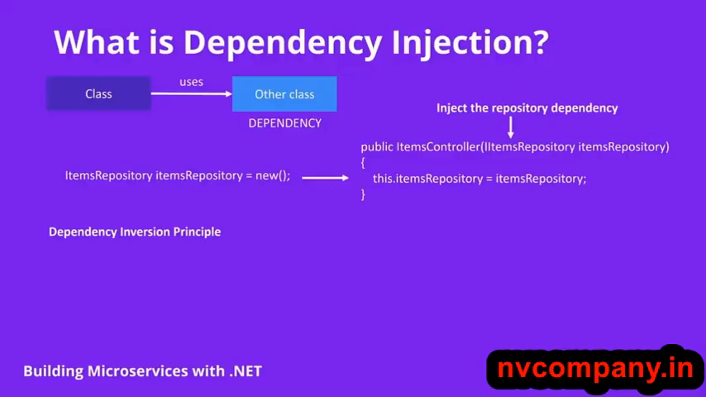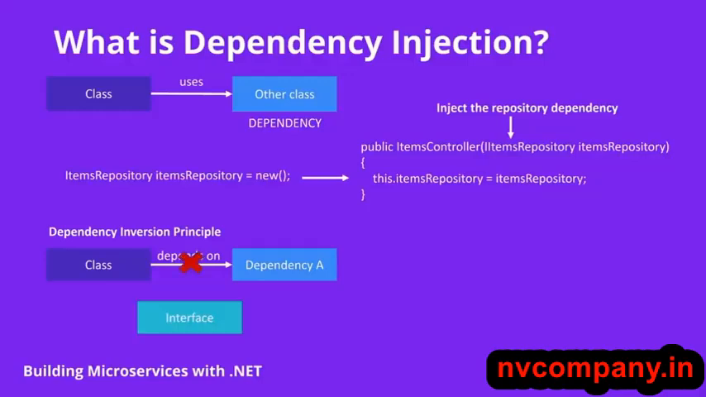Let's bring again our class and one of its dependencies, dependency A. Currently, the class depends directly on dependency A. However, we can change this so that the class instead depends on an abstraction, which in the case of C# is an interface. And then we can have the dependency depend on or implement the interface. Why would we do this?